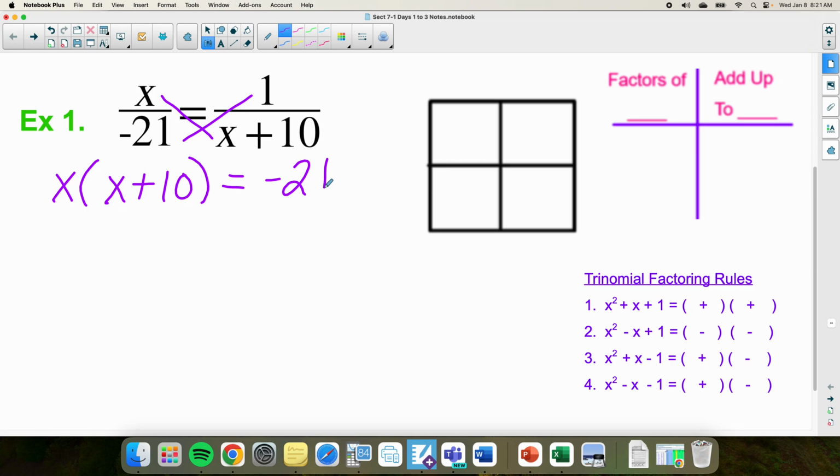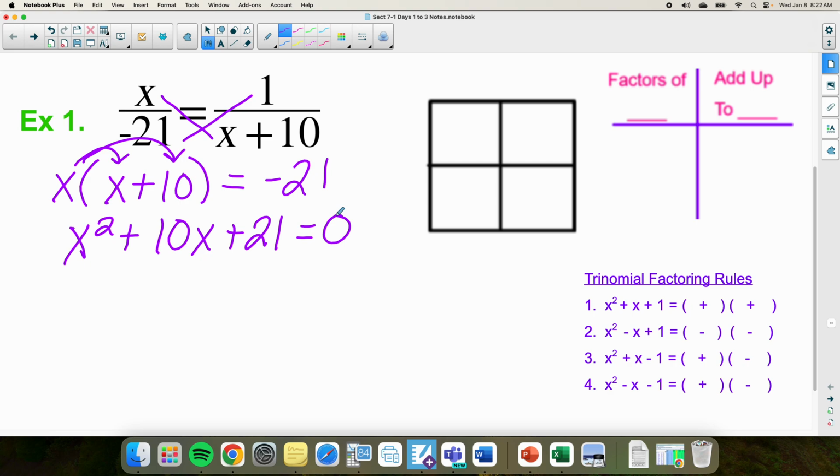Okay? Then, once we get that, we're gonna distribute this x. So x times x is x squared. X times 10 is 10x. And then to save time, we're gonna bring this negative 21 over to that side because we're gonna factor these, and we want everything on one side. So I'm gonna bring a negative 21 over, so it's gonna be positive 21, and then it's equal to 0.